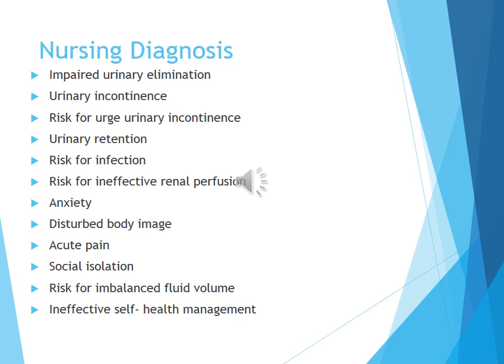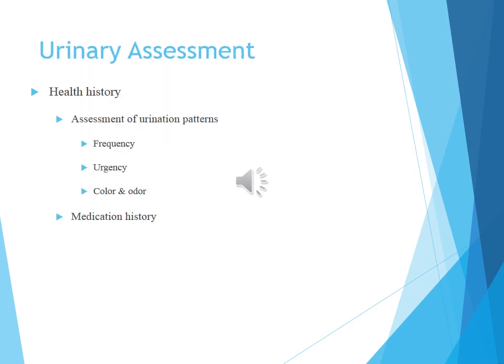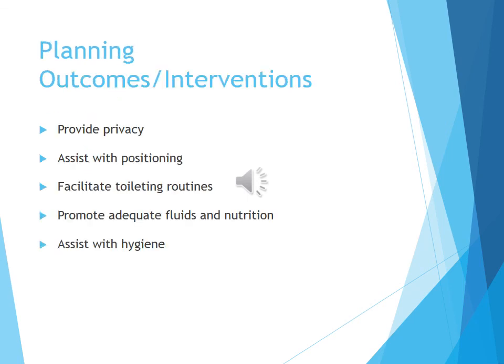And then you also find nursing diagnoses that go with urinary elimination. For our assessment, we want to get a health history. We want to assess their urine patterns, so frequency, urgency, color, and odor, and then see what type of medications they're on. And this planning outcome is more to help with urination. So you want to provide privacy, assist with positioning, facilitate their toileting routines, promote fluids and nutrition, and then assist with hygiene.